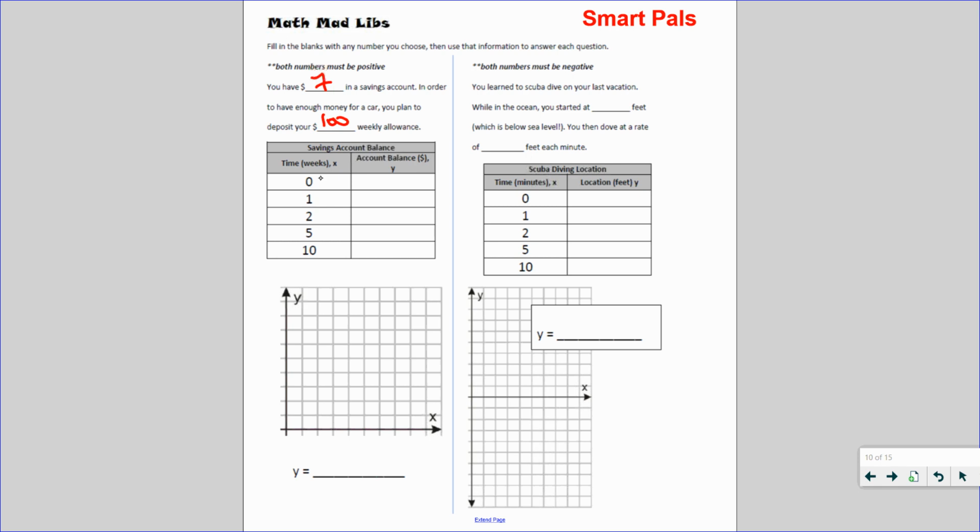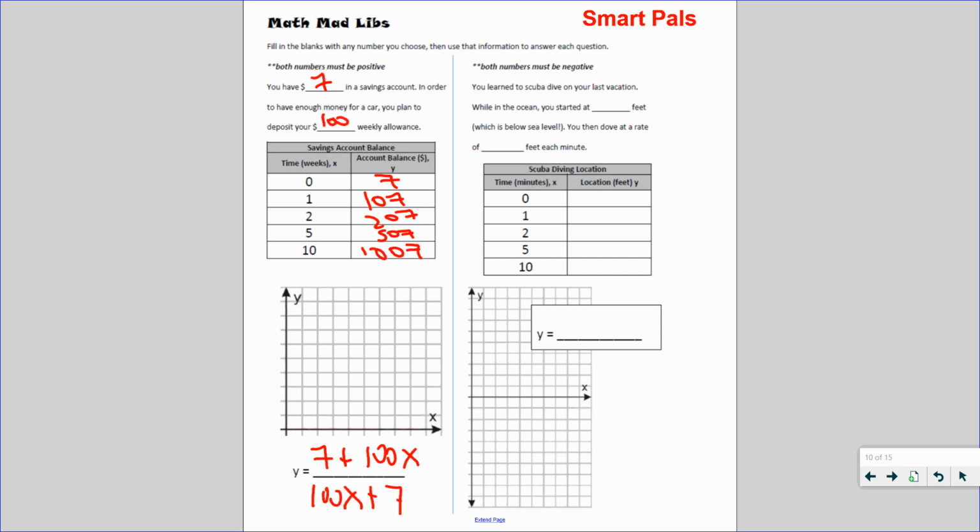So after 0 weeks, you have $7. After 1 week, you have $7 plus 100 is 107. After 2 weeks, you have 7 plus 100 plus 100 is 207. After 5 weeks is 7 plus 100 each week, so that's 507. After 10 weeks, it'll be 1,007. So what do you think the equation is? y equals 7 plus 100 per week, 100x, or 100x plus 7.